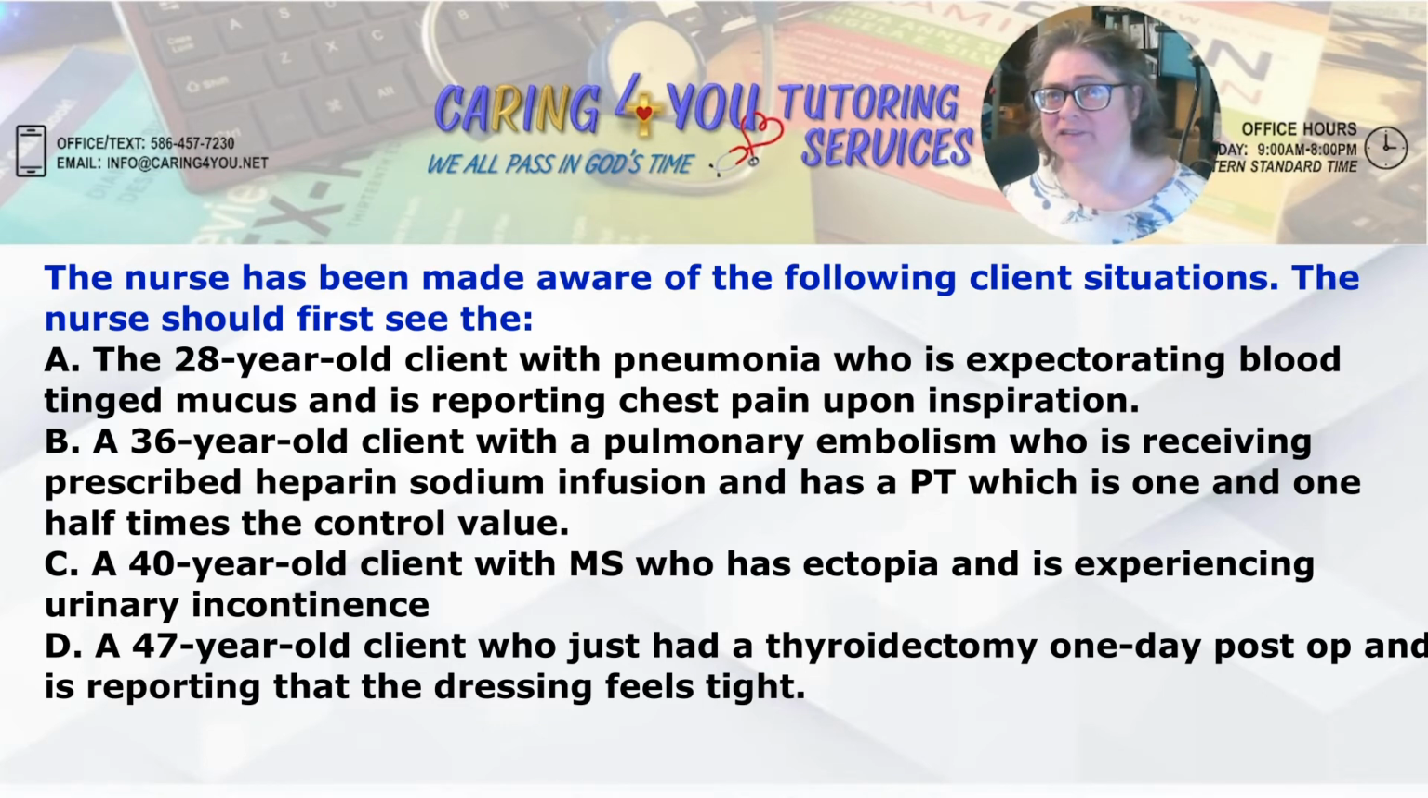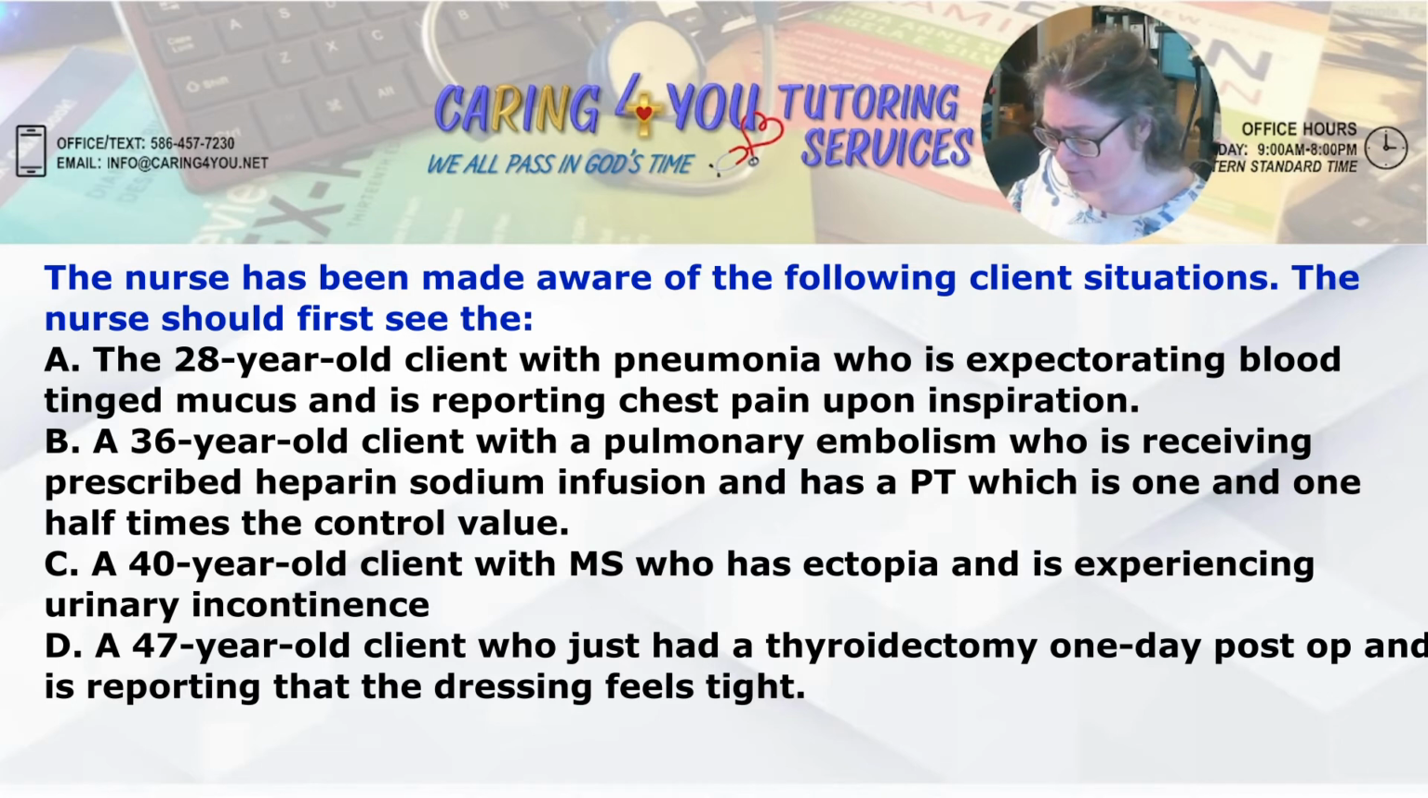So, what does that make this person? That makes this person stable. We are caring for the heparin infusion. Now, if anything went wrong with the heparin infusion, we would need to see this individual first. But given the information that we have, there's nothing wrong with the heparin infusion at this point in time. Therefore, don't pick the answer because the PT is normal, a normal value for this individual. Okay? Let's look at C.